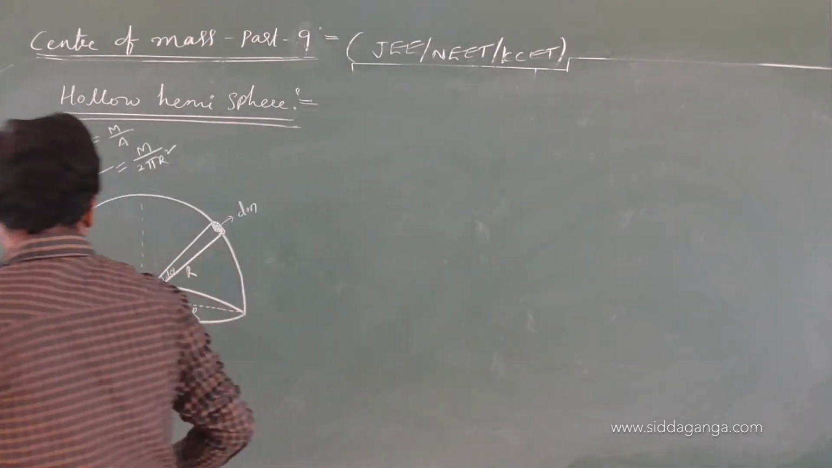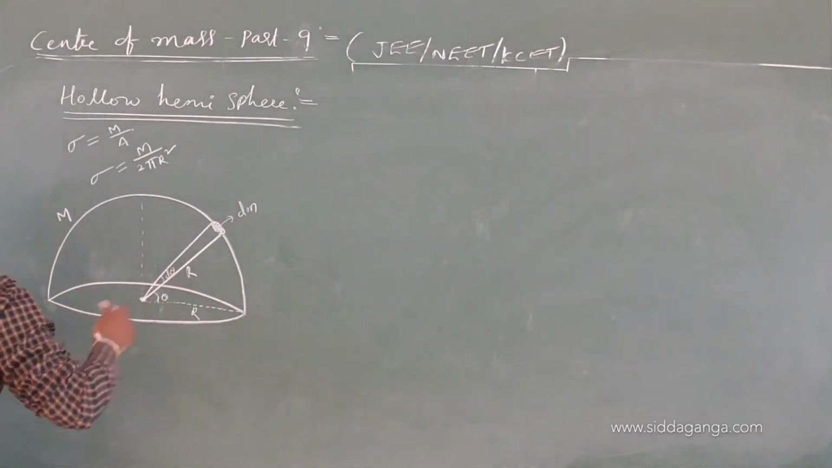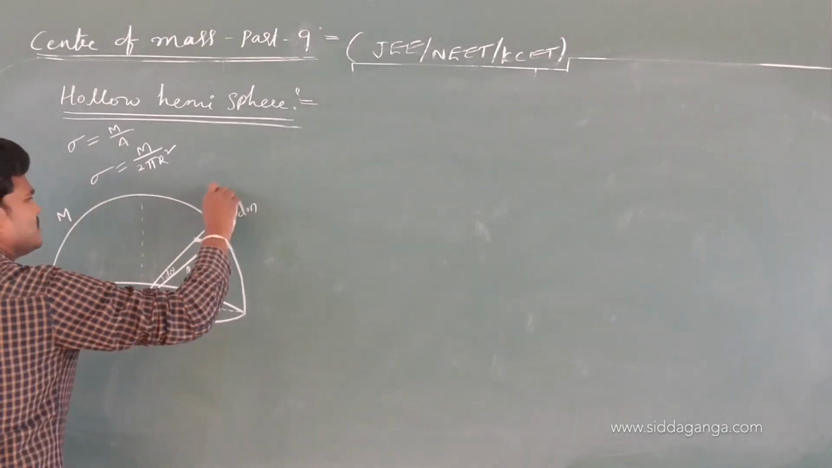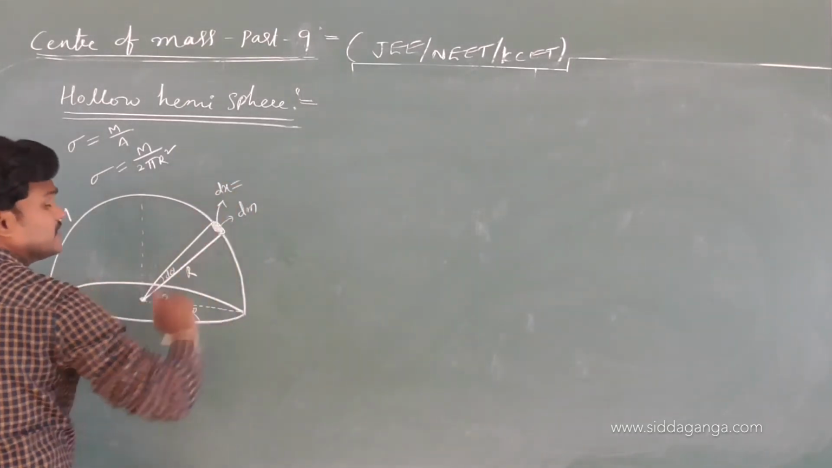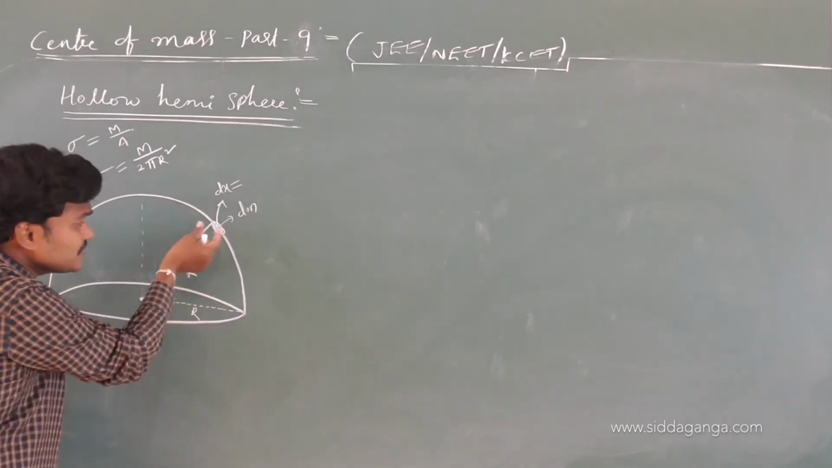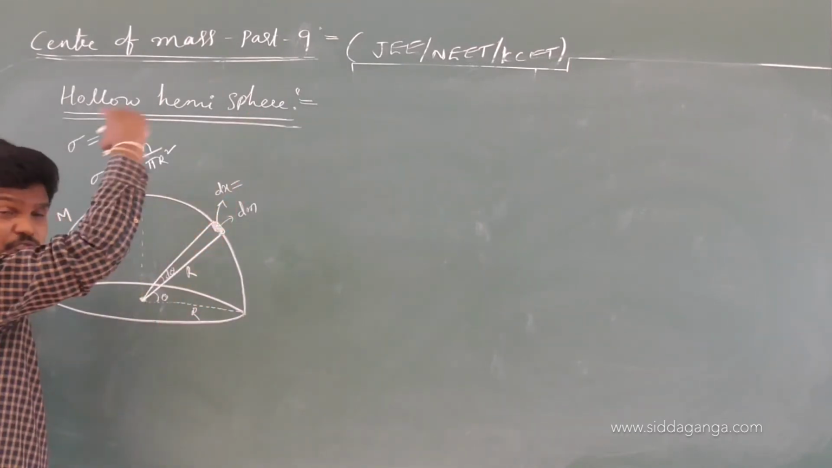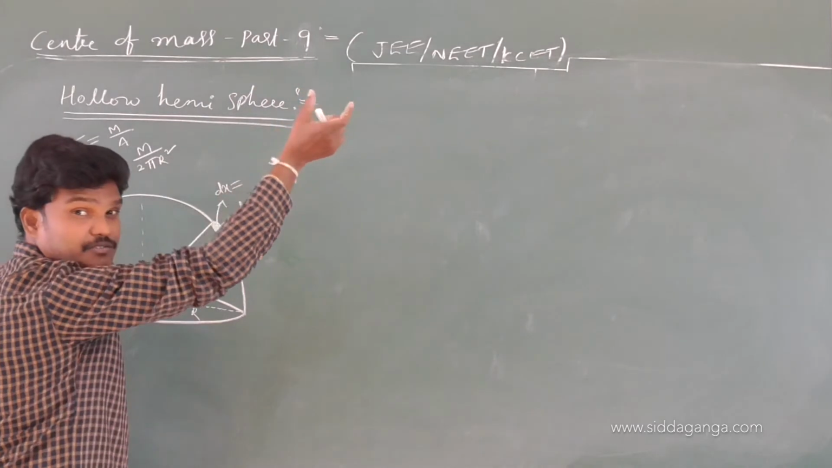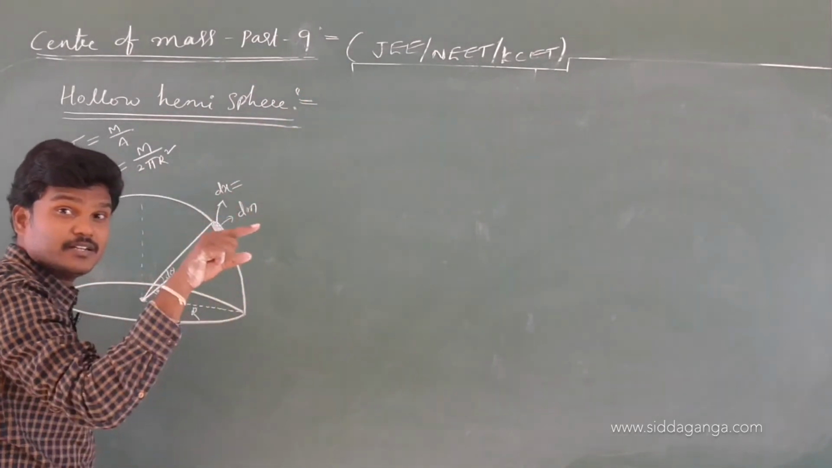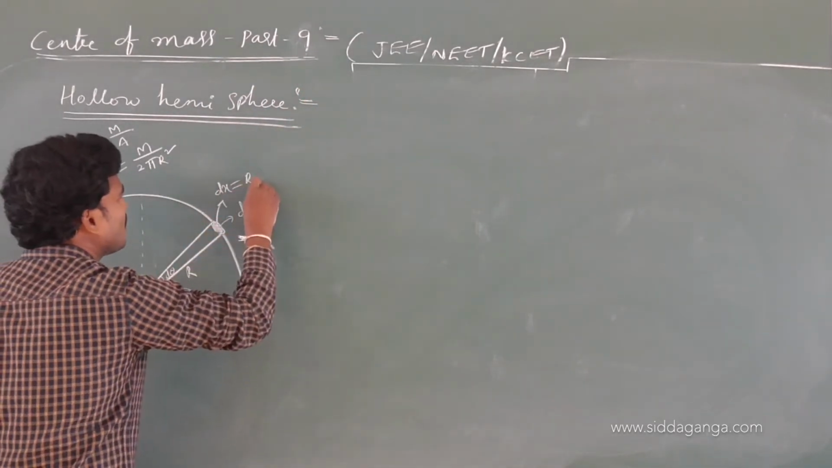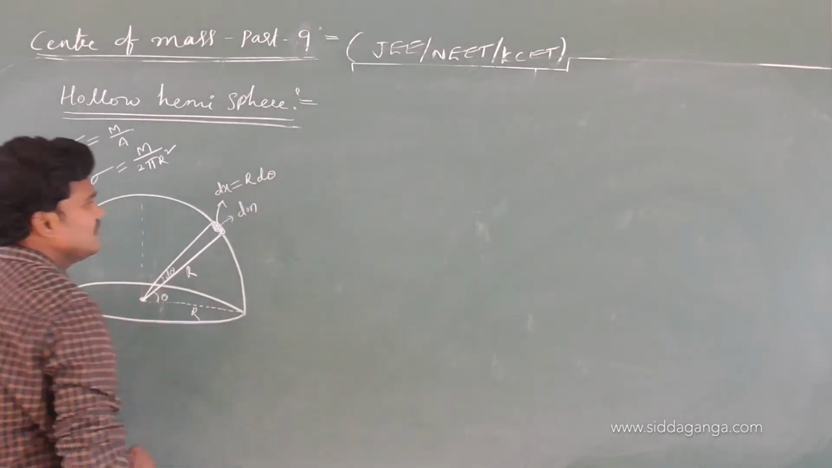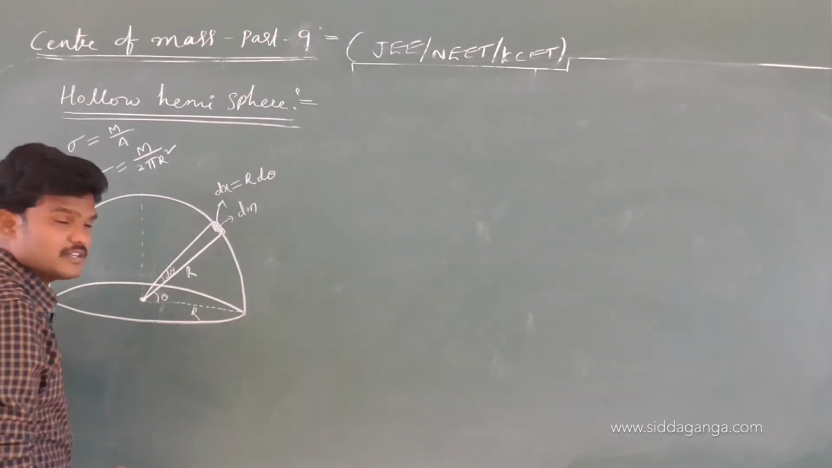And see, this thickness is how much? dx. What is the dx? dx is nothing but arc length of this piece. Okay, globe you feel. Take a small piece there. So dx is nothing but arc length, and arc length is nothing but angle into radius. So r d theta. dx is r d theta.